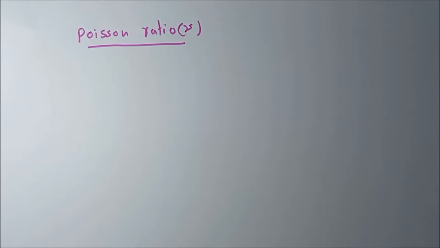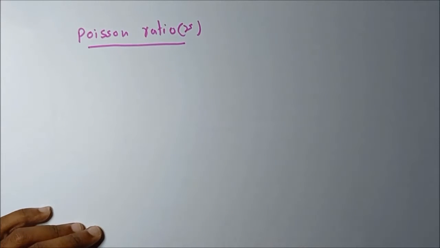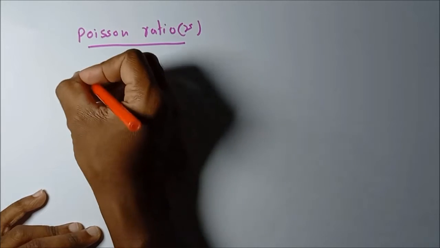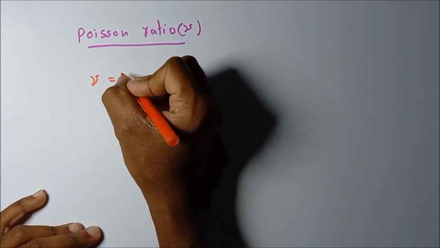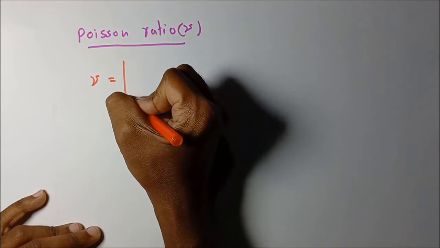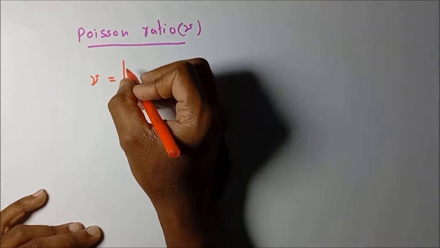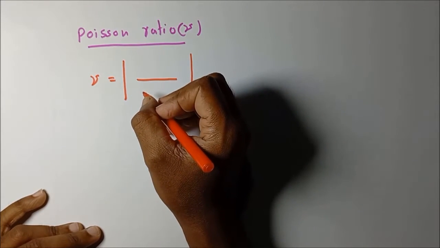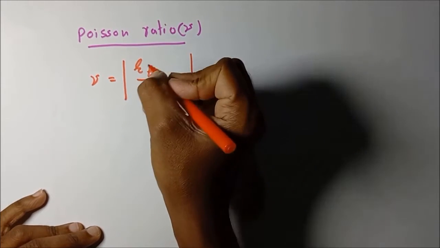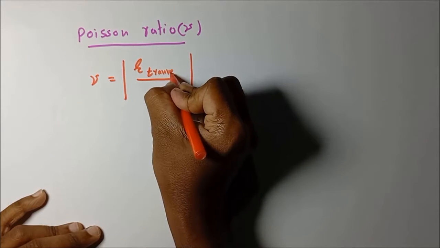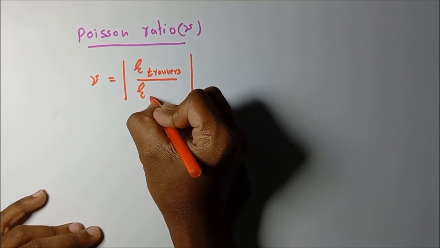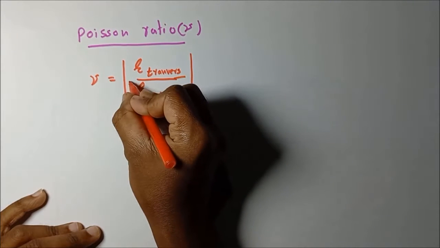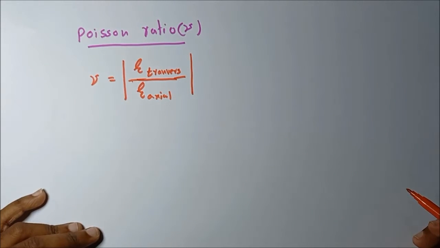Then how to define this Poisson ratio? The absolute value of the ratio between the transverse strain and the axial strain is called the Poisson ratio. We can write the equation according to the definition of the Poisson ratio: nu equals the absolute value of the strain in the transverse direction divided by the strain in the axial direction.